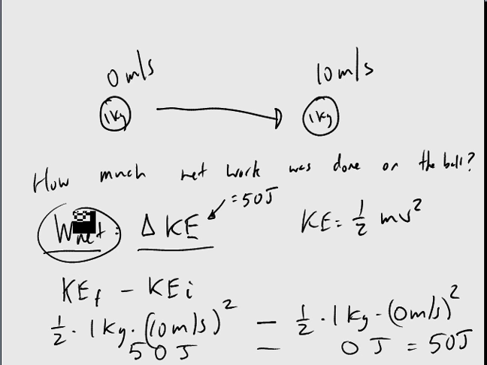If I got the ball to start moving, it initially had no kinetic energy, and then I got it to have 50 joules of kinetic energy, it had to get that energy from somewhere. Energy is conserved. So the net work that needed to be done on that ball has to equal 50 joules, at least.